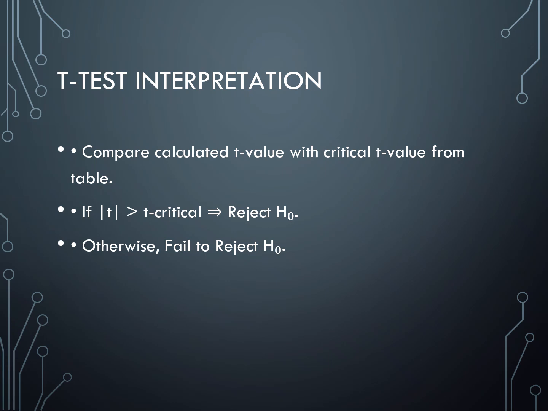T-test interpretation. If the calculated t value is greater than the table or critical t value, we reject H0 and conclude that there is a significant difference between the groups. If the calculated t value is smaller, we fail to reject H0, meaning there's no significant difference. This helps us confirm whether an observed change or difference is statistically valid.